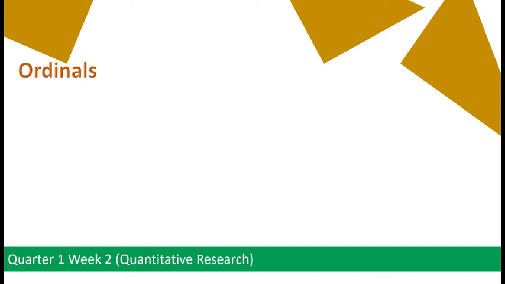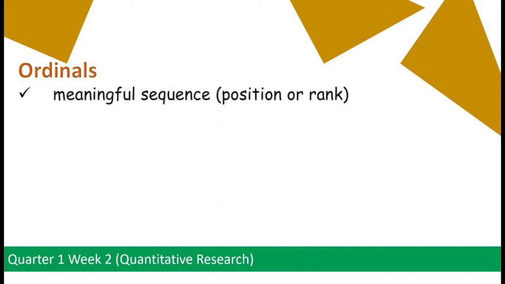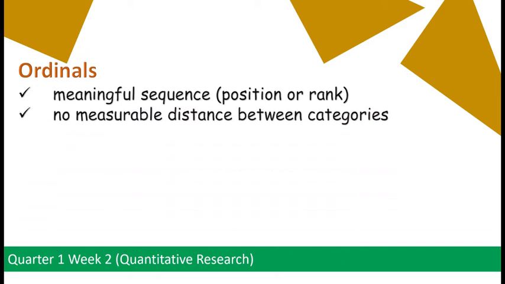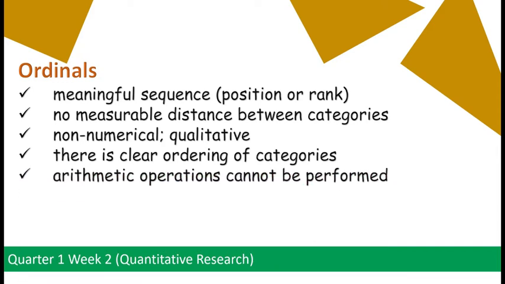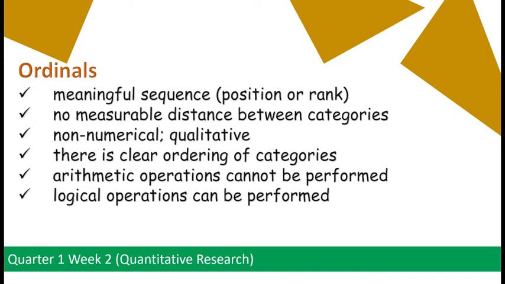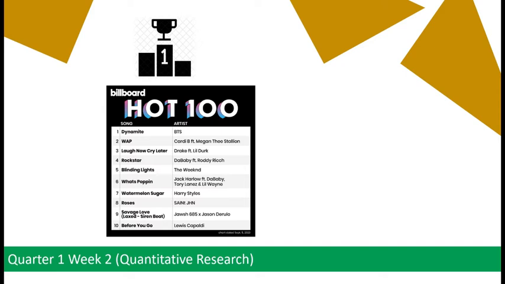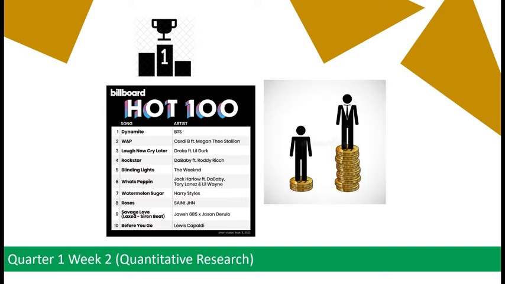Variables where there is a meaningful order of categories but there is no measurable distance between categories are called ordinals. Ordinals may be similar to nominals as they are also categorical or qualitative. The difference is that ordinals have a clear ordering of the categories. However, due to the nature of their values, arithmetic operations are impossible, but logical operations can be performed. Examples of ordinal variables are the ranking of results of a competition, the top hits of today, such as the Billboard Top 100, and socioeconomic status.